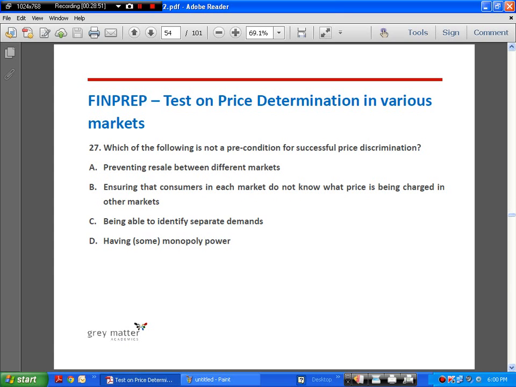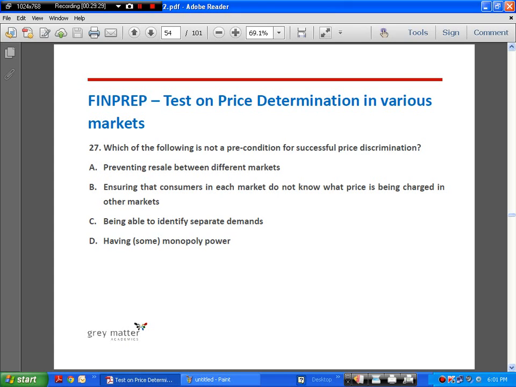27th question. Which of the following is not a precondition for successful price discrimination? So, price discrimination is a situation where different prices are charged for the same output to different consumers. So, here we have preventing resale between different markets, ensuring that consumers in each market do not know what price is being charged in other markets, being able to identify separate demands, having some monopoly power.